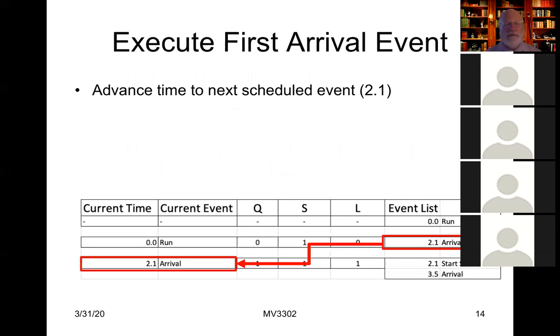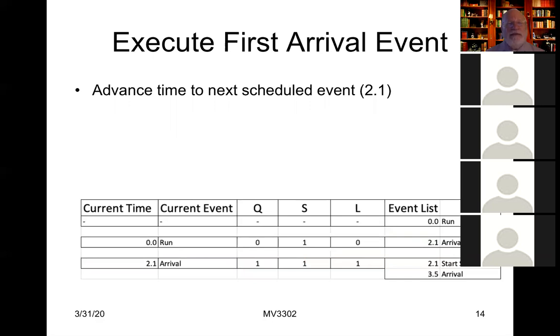So notice that we skip over, since the decimals on our time are in tenths, we don't say, okay, time 0.1, 0.2, no, we just skip over all that. We advance to time 2.1 and we execute the arrival event. Okay, that's the first step.